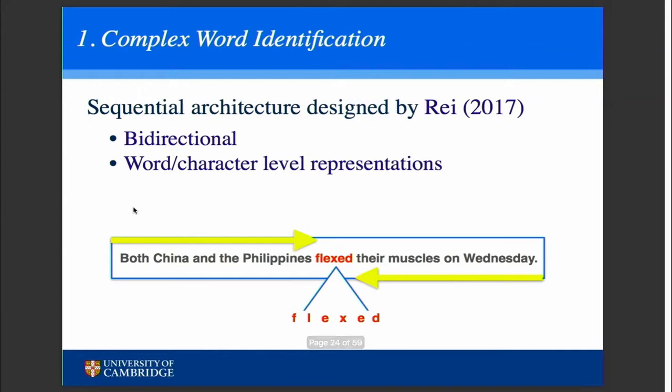The next thing that we consider are word and character level representations of the word. And again, this is really important because we know that particular morphology or particular character sequences within words can really impact whether they're seen as complex or not.